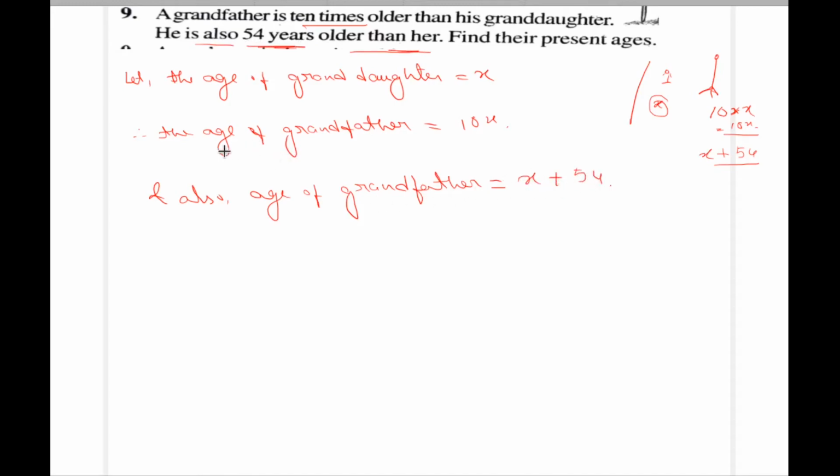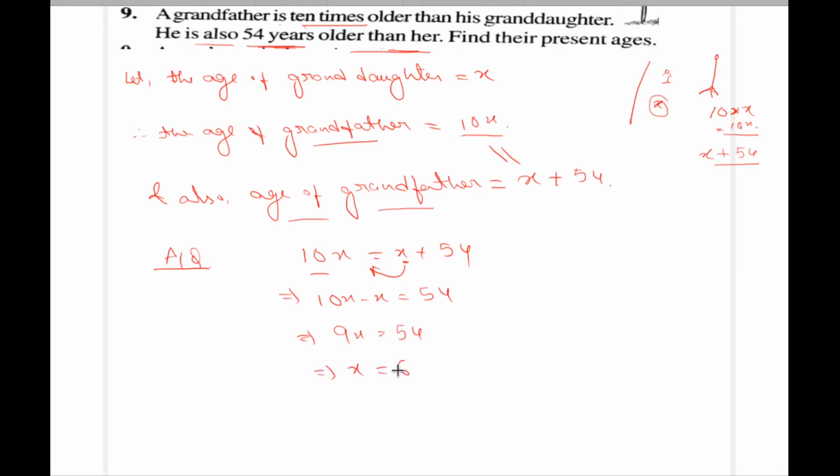Okay. Now see, age of grandfather is 10x and age of grandfather is x plus 54 as well. That means these two are equal. This is the age of the same person, that's why these two are equal. So according to the question, 10x equals x plus 54. Now we just have to solve it. We have to bring this x to the other side. So 10x minus x equals 54. This implies 9x equals 54, or x equals 6.